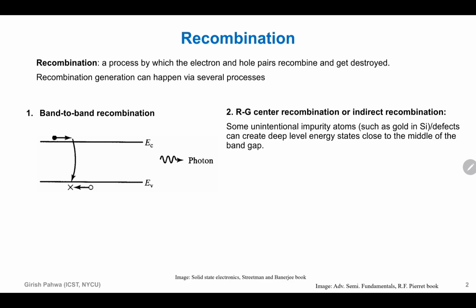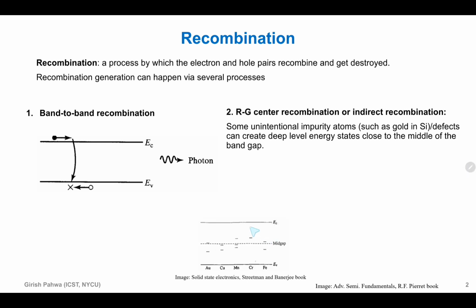It can also come from the defects. If you have, say, some silicon atom missing and it went to some interstitial site, that can also create some defect, vacancy. So the recombination generation can also happen through these defect states, or these deep level states, or these mid gap states.